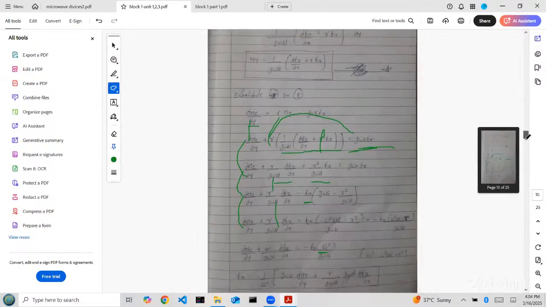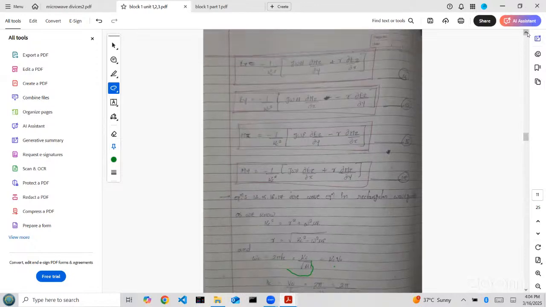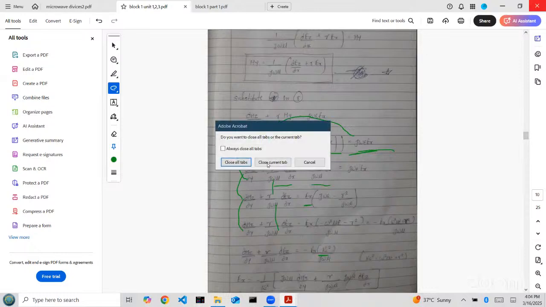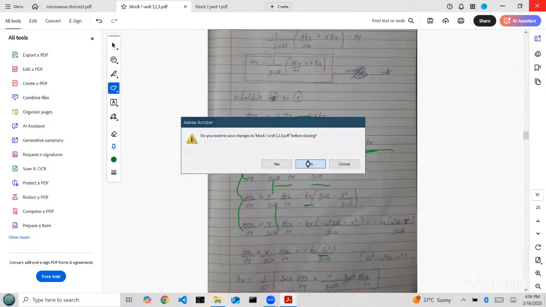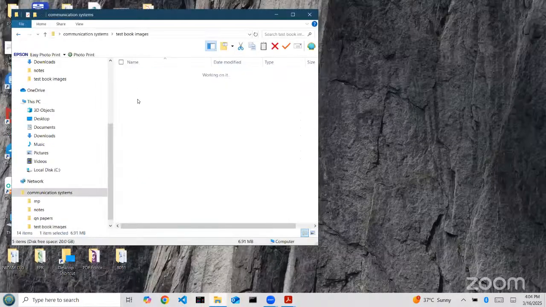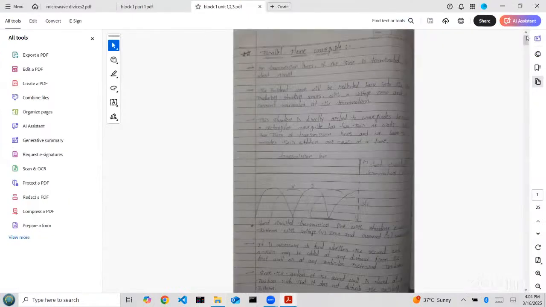Equation 3.4: dou Hz by dou y plus gamma Hy equals j omega epsilon Ex. Another one is minus dou Hz by dou x minus gamma Hx equals j omega epsilon Ey. Another one is dou Hy by dou x minus dou Hx by dou y equals j omega epsilon Ez.